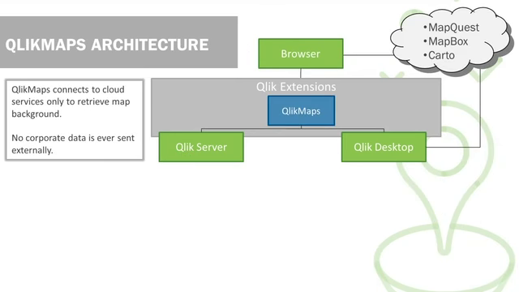So let's contrast that with what QlikMaps looks like. QlikMaps is a single extension. There is no extra server. The QlikMaps server is actually the Qlik server. So if we go through that example here, we want to plot a few dots on a map, or we want to plot a polygon of some sort on the map.